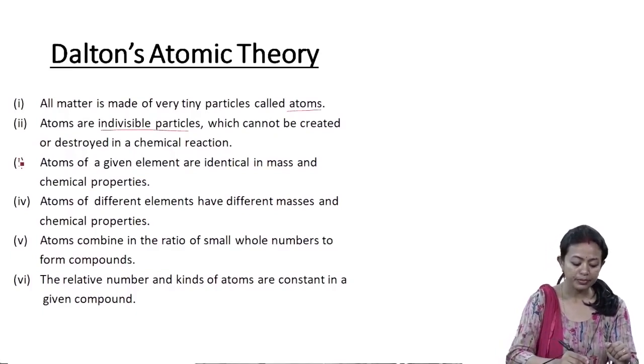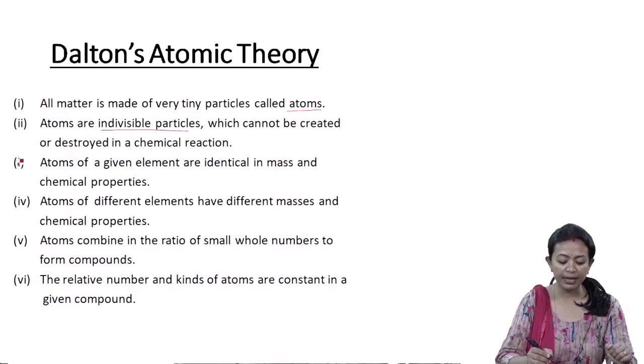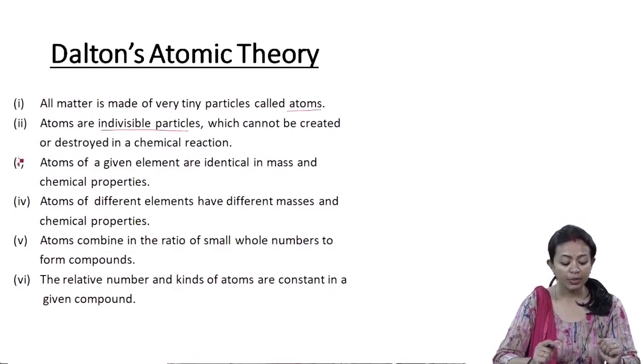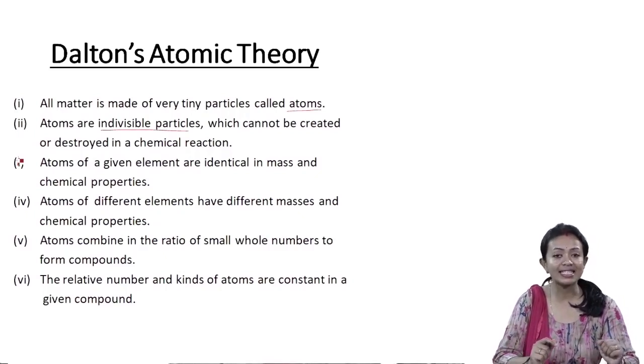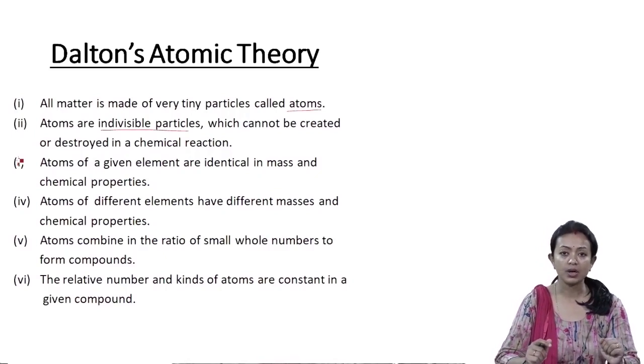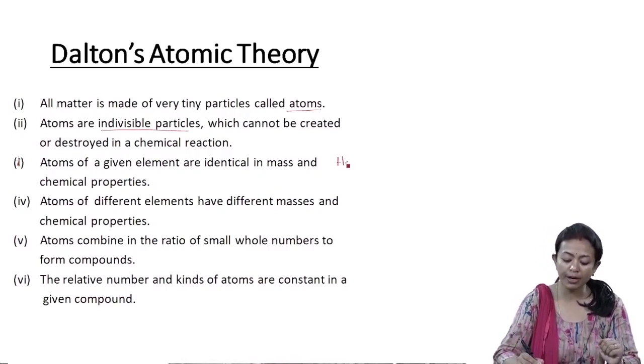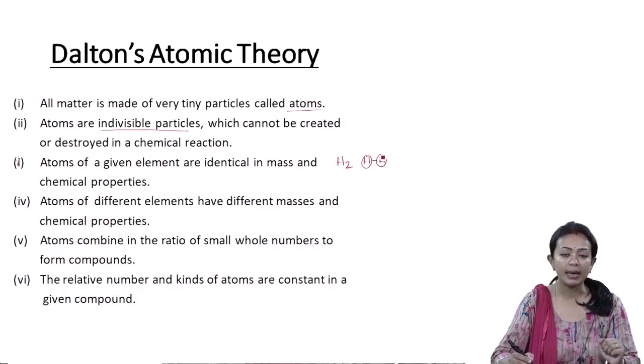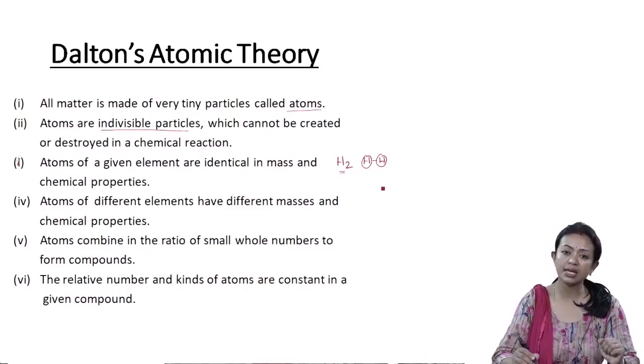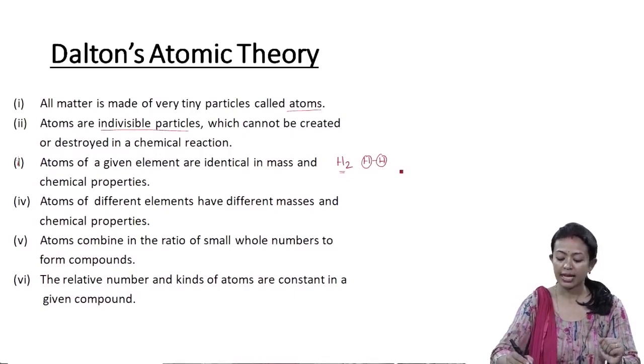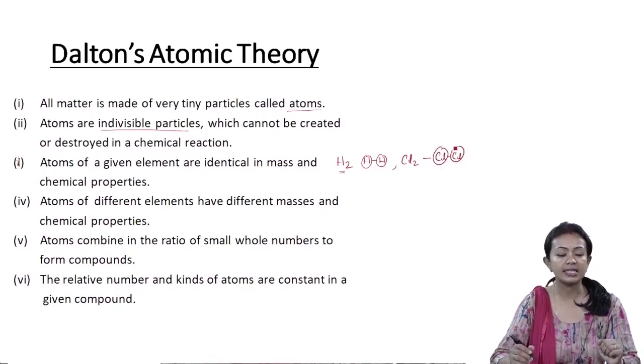The third one, atoms of a given element are identical in mass and chemical properties. That is a very unique concept that was given by Dalton. According to Dalton, atoms of given elements are identical in mass and in chemical properties. What he meant to say is that if you take the example of hydrogen, then every atom of hydrogen will have the same mass as well as the same chemical properties. If I take chlorine, then each atom of chlorine will have the same mass and the same chemical identity.